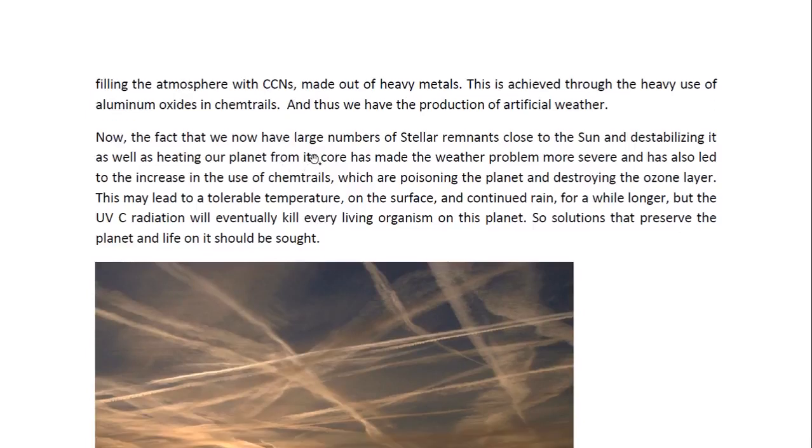Now, the fact that we now have large numbers of stellar remnants close to the sun, in the sun's corona, these are destabilizing our sun, increasing the radiation impacting our atmosphere, the cosmic radiation, and their large magnetic fields are also heating up our planet as all other planets in the solar system. And this of course would lead to more severe weather problems. It should increase the severity of storms, yes, because there is just more heat. The ocean is being heated from the bottom.